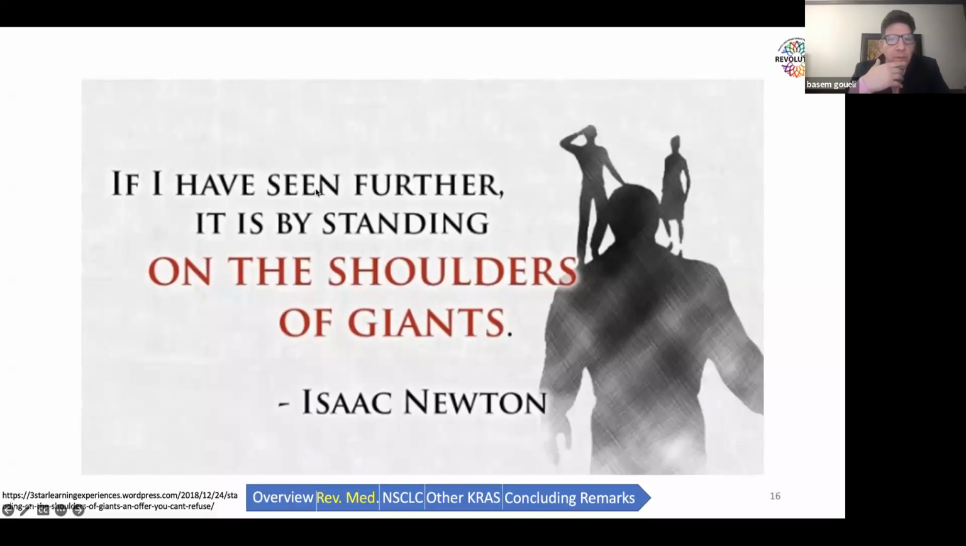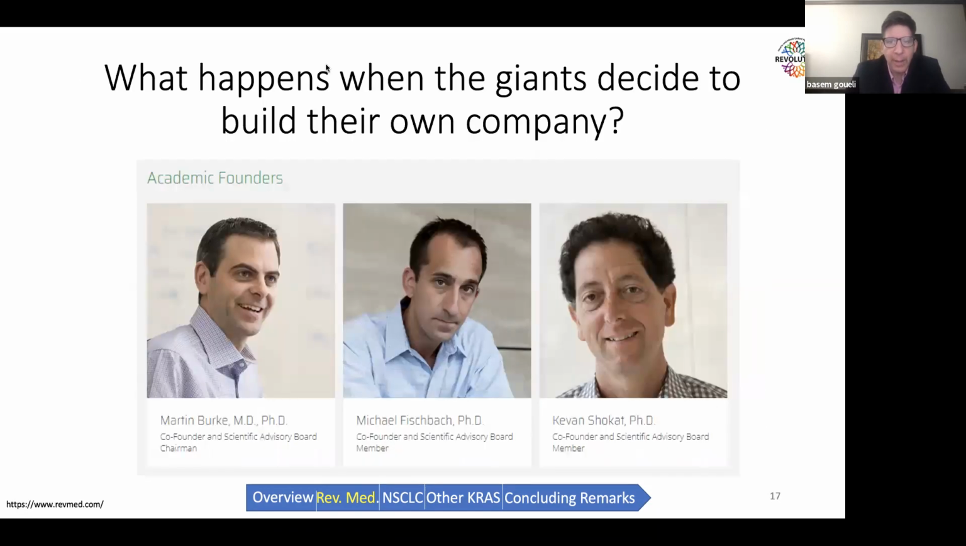So, you know, we all stand on the shoulders of giants, and even Isaac Newton, who was a world-renowned genius and one of the smartest people in history, will tell you that he stood on the shoulders of giants. But the question is, what happens when the giants decide to build their own company? So here's Kevin Shokat, who I think many people will credit with transforming KRAS inhibitors in this entire field.